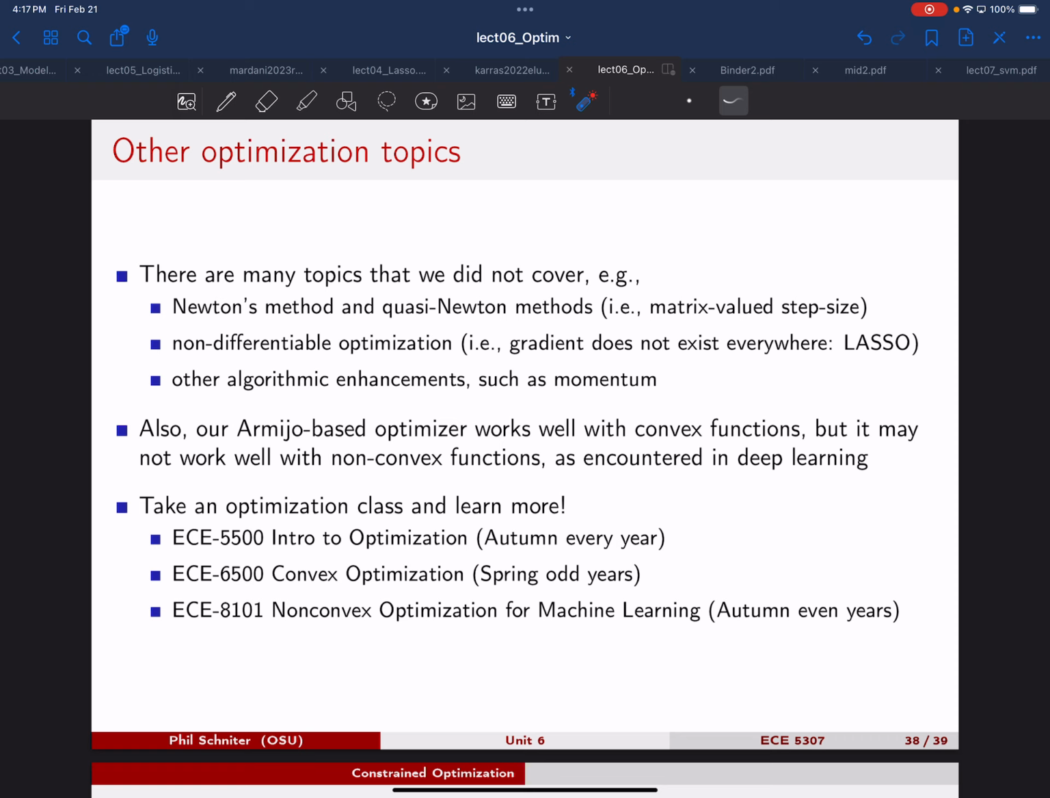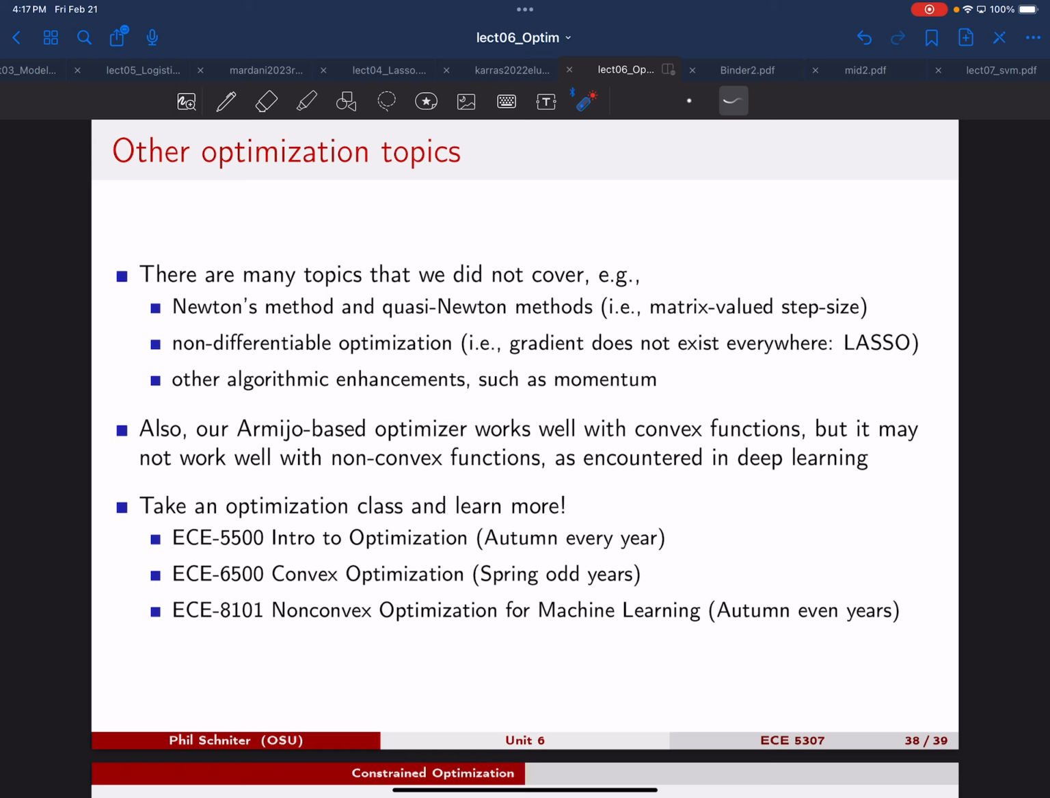Okay. And then there's a bunch of stuff that's important that we didn't talk about. I'll just briefly mention, we focused on gradient descent, but there's another more powerful class of methods called Newton's method, where you can think about it like gradient descent, but with a matrix-valued step size. Instead of taking a curved path towards the minimum, it can shoot right directly towards the minimum. And if the cost function is quadratic, it will go right to the solution in one step.